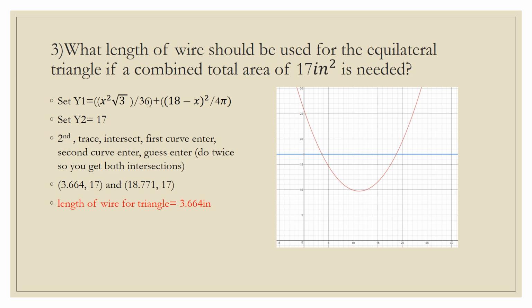Number 3. What length of wire should be used for the equilateral triangle if a combined total area of 17 inches squared is needed? On your graphing calculator, set y1 equal to the area equation and y2 equal to 17. Now graph. To find the intersections, press second trace intersect, first curve enter, second curve enter, guess enter. Do so twice to get both intersections. The points should be 3.66417 and 18.77117. We cannot use 18.771 because we only have 18 inches of wire to begin with. Therefore, the length of wire for the triangle equals 3.664 inches.